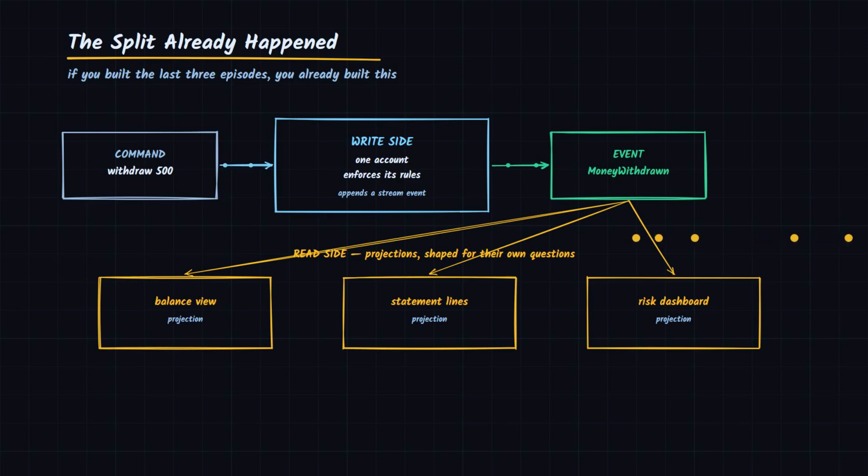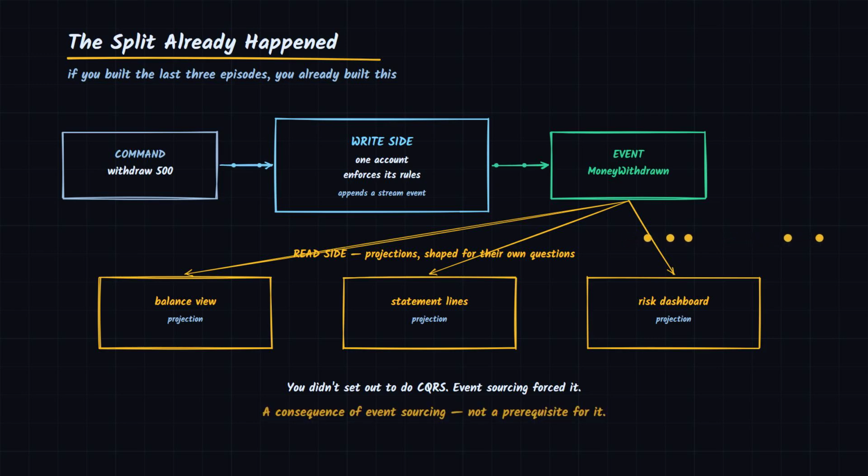CQRS is not a prerequisite for event sourcing. It is a consequence of it. Once your truth is a log and your queries are projections, the separation is already there, and the acronym is just a name for the thing you are standing in.